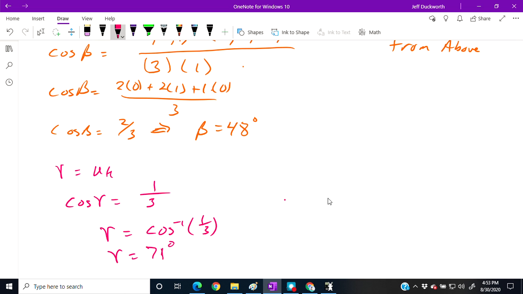And there you go. So alpha is 48 degrees. Beta is 48 degrees. And gamma is 71 degrees.